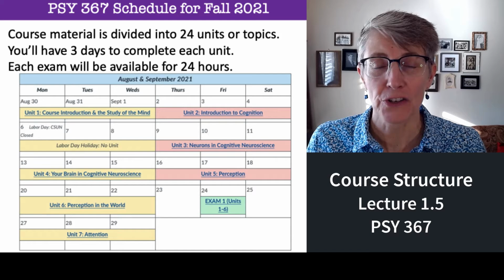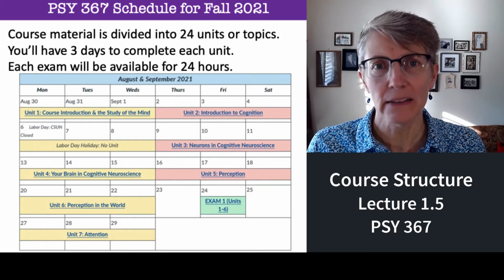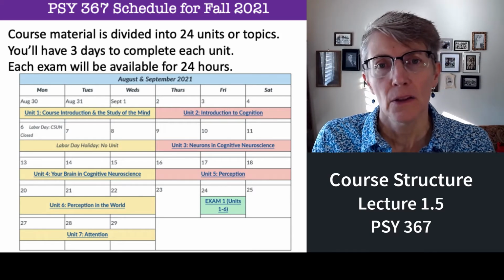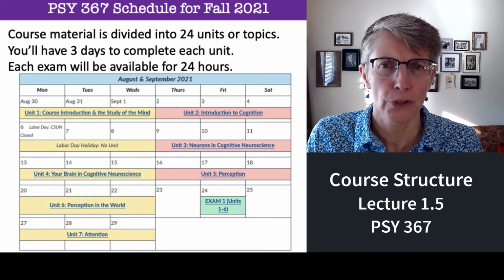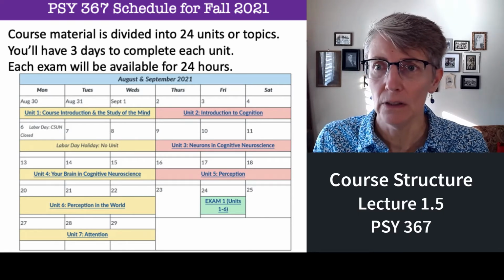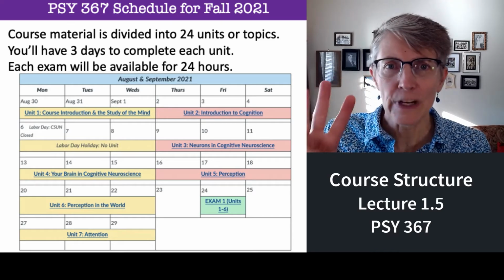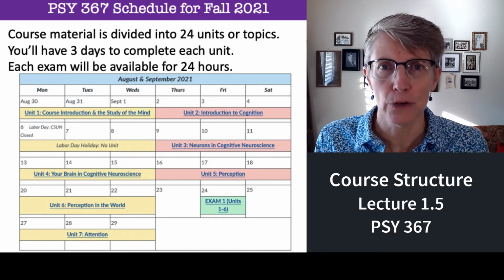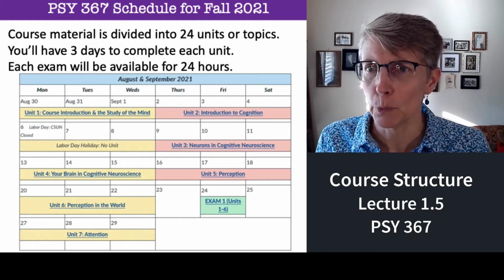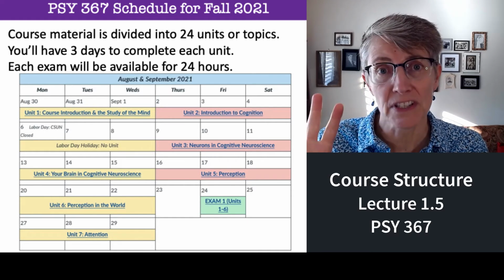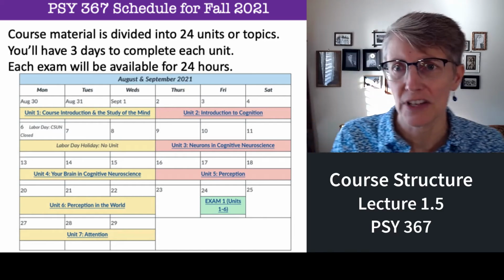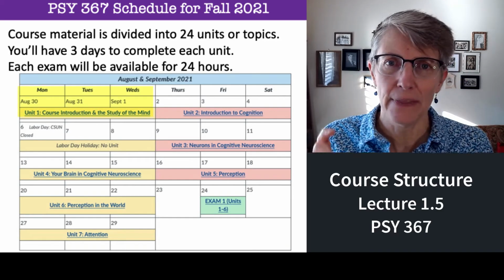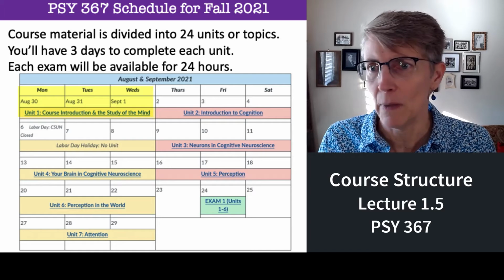Okay, what's the structure of the course? Well, let's start by looking at the syllabus. The course is divided into 24 different lectures or units or topics, if you will, and you'll have 3 days to complete each of those units. You'll get 2 units per week, and there'll be 4 exams in the class, and you'll get a 24-hour period to take each exam. So let's look at the end of August and the month of September.